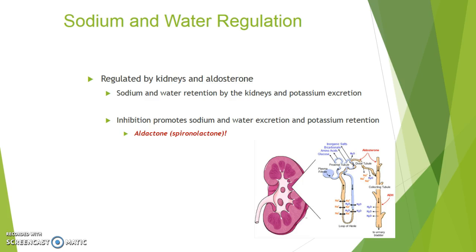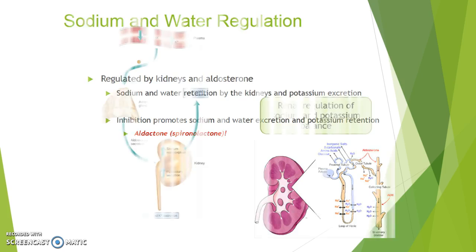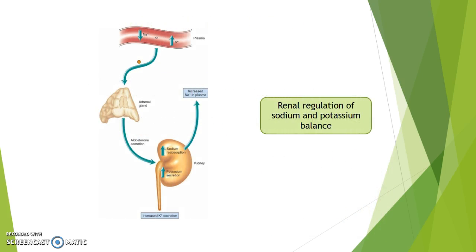Okay, time for a little bit of pharmacology. Aldactone, which is also known as spironolactone, is a pharmacologic agent which blocks the action of aldosterone. In this slide, we simply have a visual representation of the relationship between the kidneys and sodium and potassium balance. You can see where sodium and potassium can go in and out of the plasma, regulated by the adrenal gland and aldosterone secretion, ultimately looking at how the kidneys will hold on to or excrete sodium and potassium.